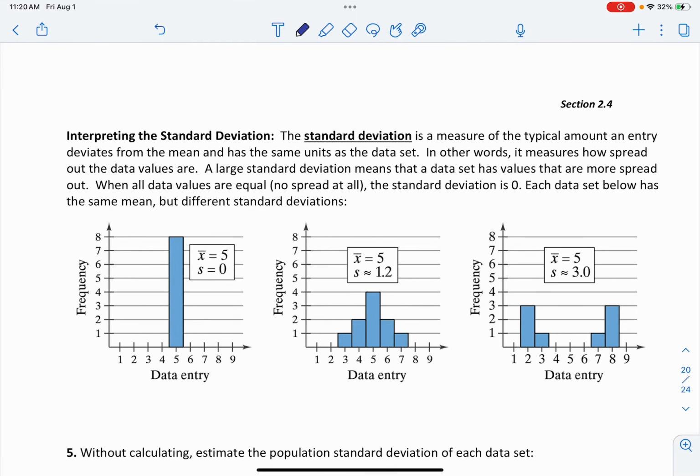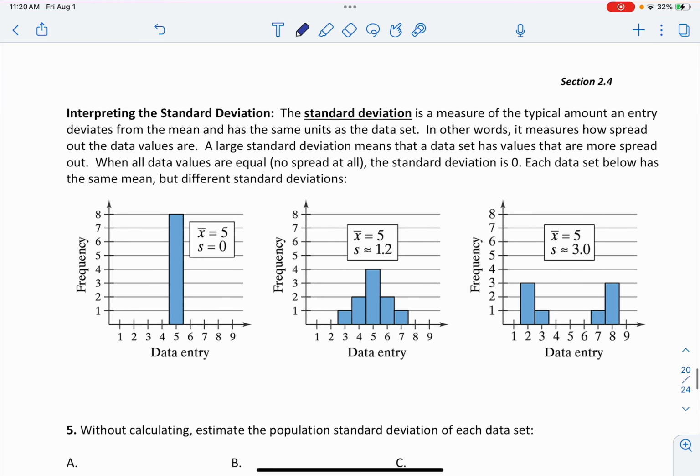Hey everyone, we're going to continue with 2.4. This is page 34, right? Yeah, 34. We just finished 33.